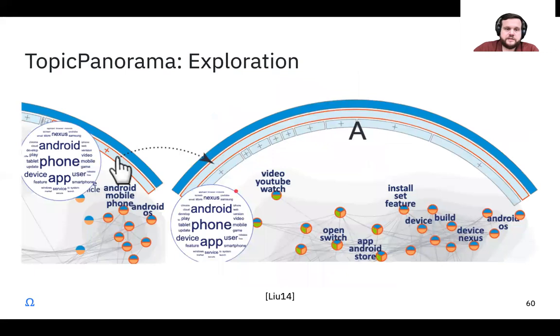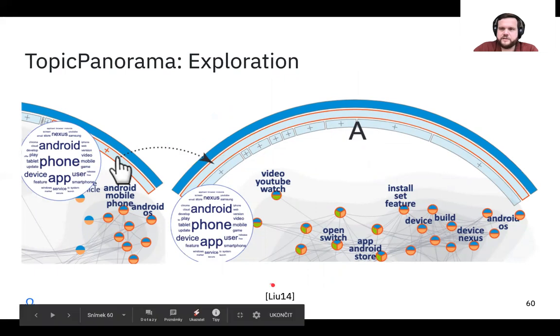And this is a bit of an exploration possibility. So what you can do, I'm actually not sure what this does. I can't remember what this does. I'm sorry. I should probably add a caption here after the lecture.